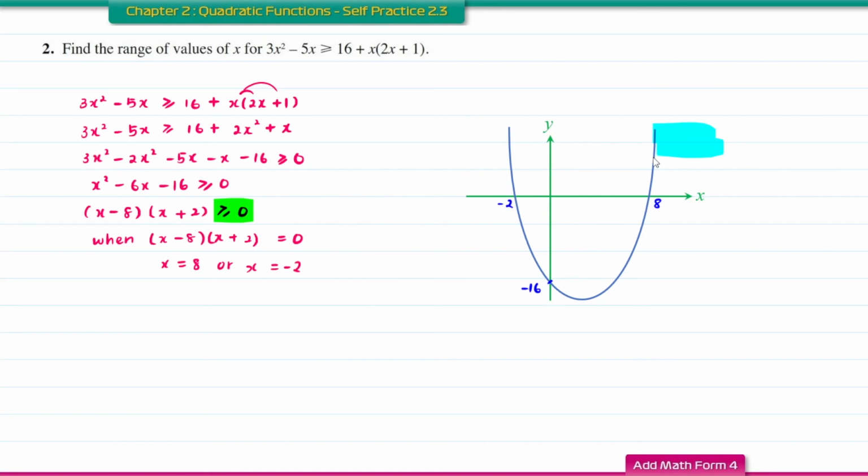So it will be here. Another one will be on this side. For this range here, x is greater than or equal to 8. And for this one, x is less than or equal to negative 2. So these two, x less than or equal to negative 2 or x greater than or equal to 8, are the range of value of x for question number 2.